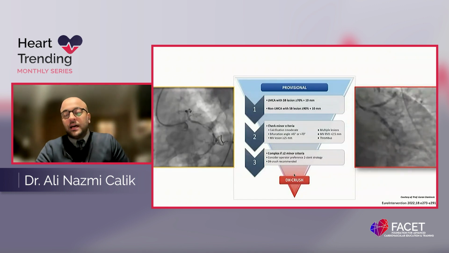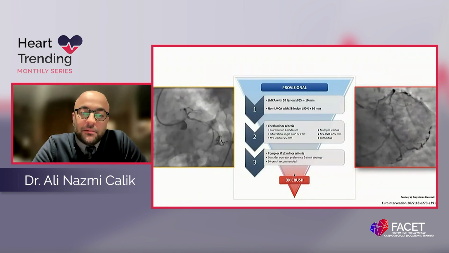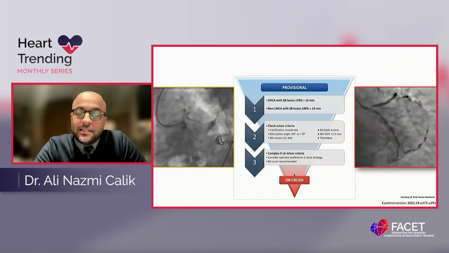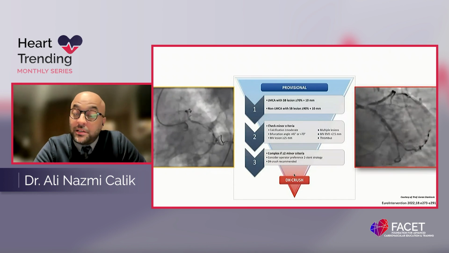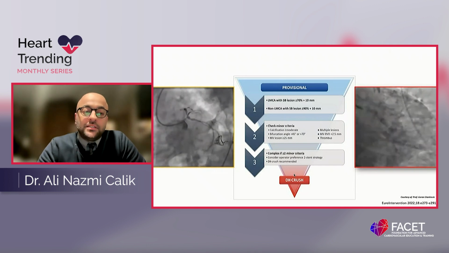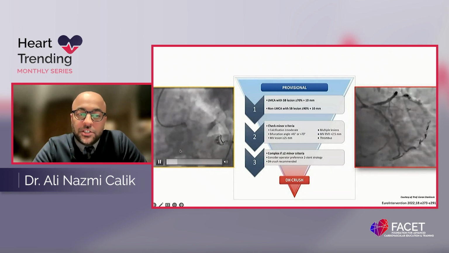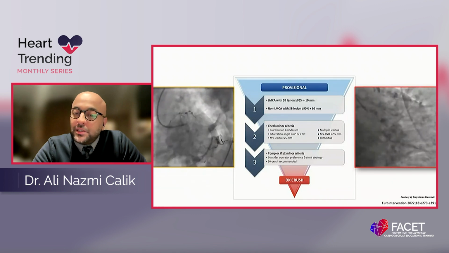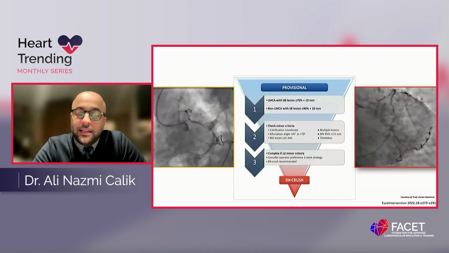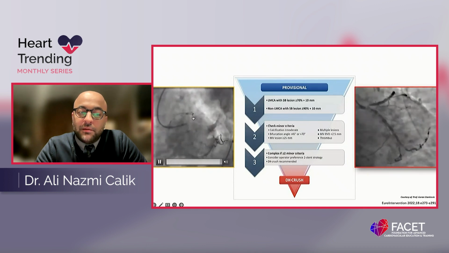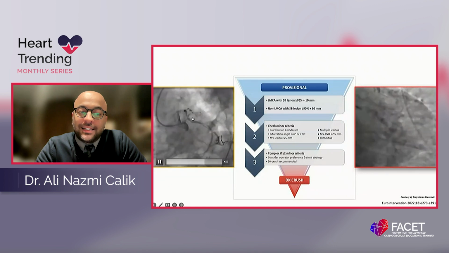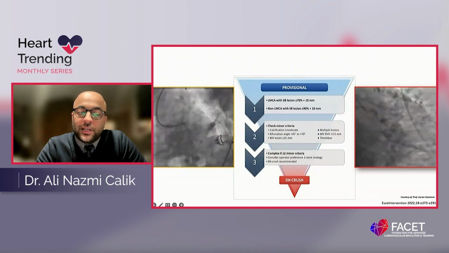And these slides are the summary of what I mentioned in my previous slide. It's a beautiful algorithm going from provisional to DK crush, particularly in the left main. As you can see in the left-hand side, there is a lesion extending from the left main proximal to LAD. But as you can appreciate, the side branch ostium, which is the left circ and the ramus intermedius here, are clean. So we can apply a provisional strategy in this patient.